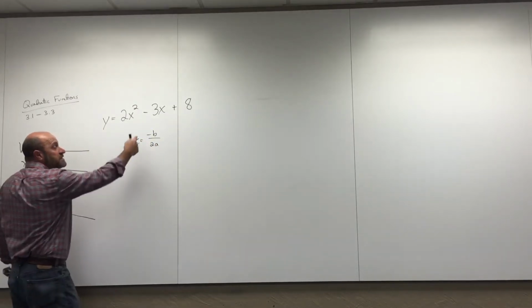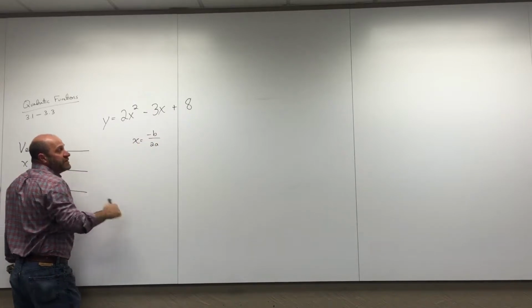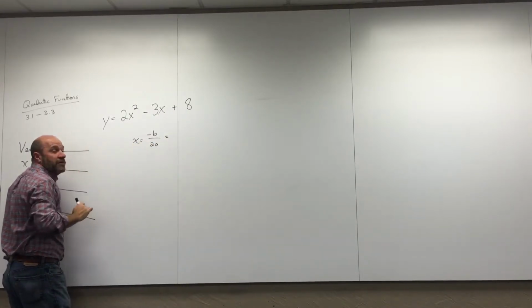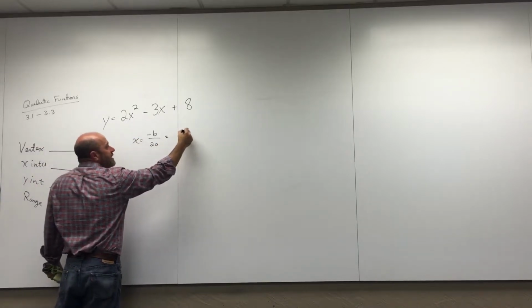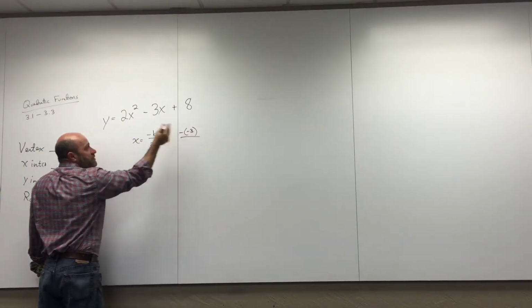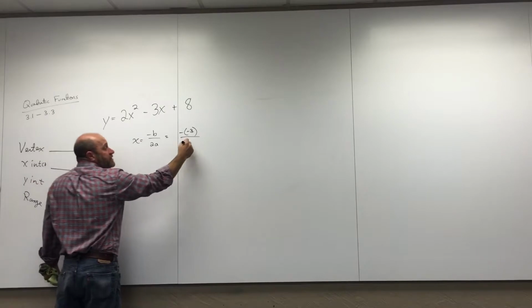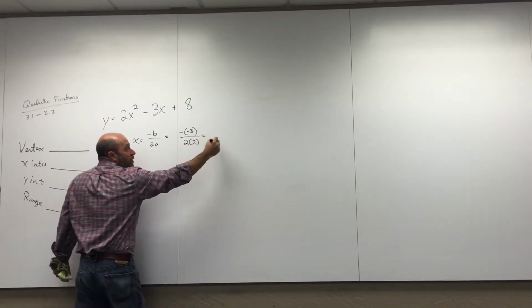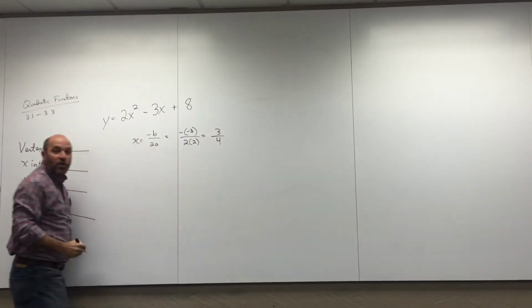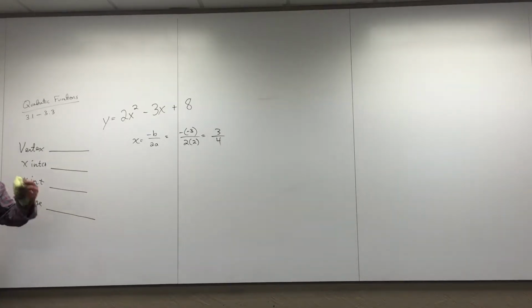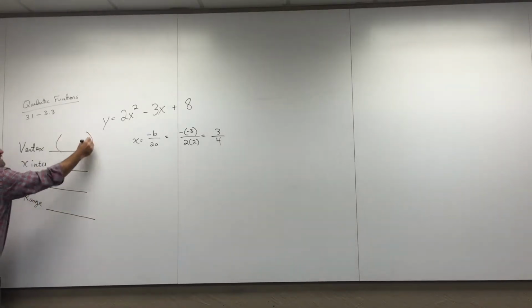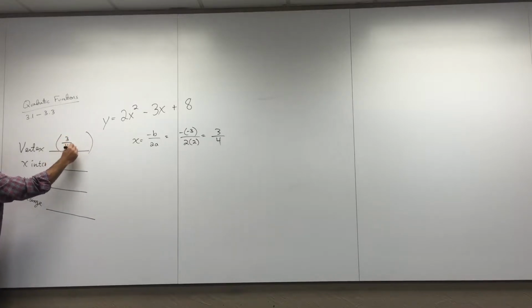And this little formula says negative b over 2a is the x value of the vertex. What is that? Negative negative 3, or in other words, positive 3 over 2 times 2. So that's 3/4. Is that the vertex? No, I don't really say that. It's the x value of the vertex. It's half the vertex. The vertex is a point, and we just found the x value, 3/4.